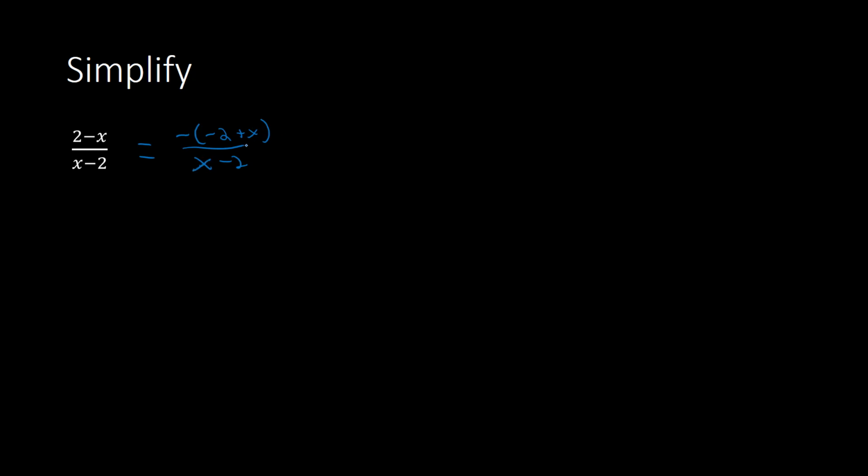But notice the numerator, instead of negative 2 plus x, I could write that as x minus 2. And then the denominator stays the same as well. So notice what I have. I have the numerator with x minus 2, the denominator with an x minus 2. I can cancel those, and I'm left with a 1 over 1. So it's a negative 1 over 1, which would just be a negative 1. So that would be my solution in this case.